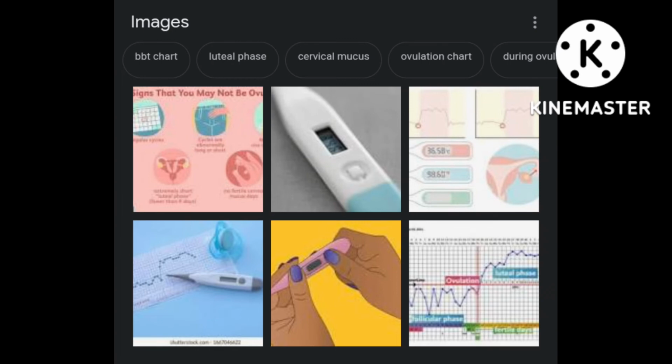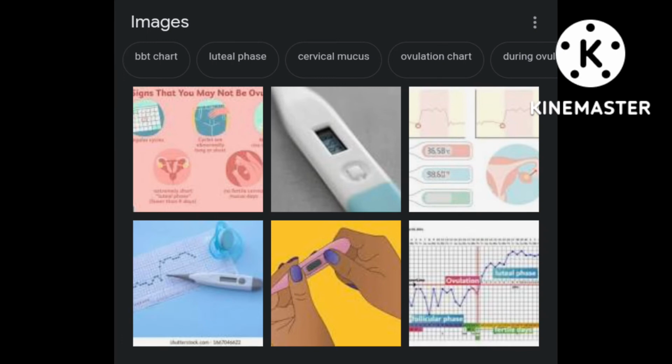Disadvantage. What are the drawbacks of the basal body temperature method? The basal body temperature method may not accurately predict ovulation in all women, including those with irregular menstrual cycles. It offers no protection from sexually transmitted diseases.